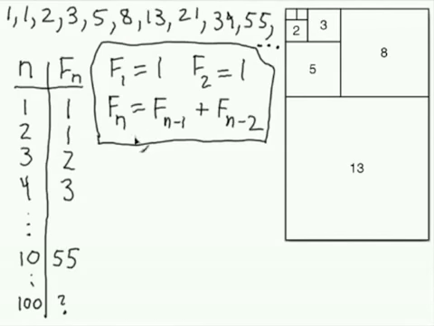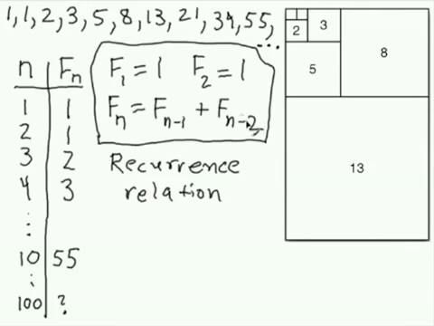And to let you know what this last equation is called, it's a special type of equation called a recurrence relation. The reason it's called a recurrence relation is that it tells you the next value of a sequence using the previous values in the same sequence.